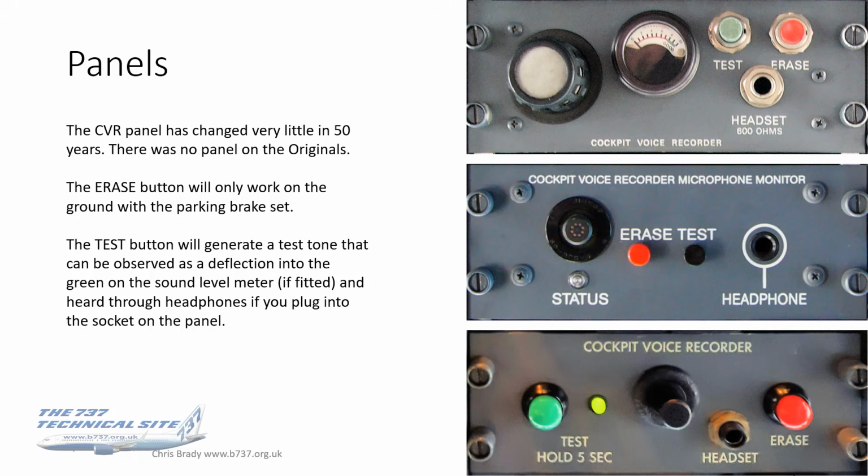My mistake. The erase button, by the way, will only work when you're on the ground with the parking brake set, so no use pushing that in flight. The test button will generate a test tone that can be observed as a deflection into the green on the sound level meter if you've got one of those on one of the early panels. If you haven't got a sound level meter on yours, then you can just plug your headset into the headphone jack, and you will hear the tone through that.